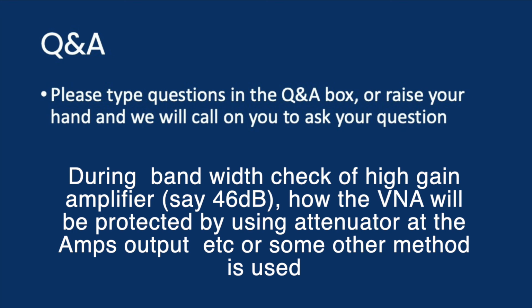During a bandwidth check of a high gain amplifier, say 64 dB, how will the VNA be protected? By using an attenuator at the amp's output or some other method? Per my understanding, VNAs will be injecting a fixed input into an amplifier.